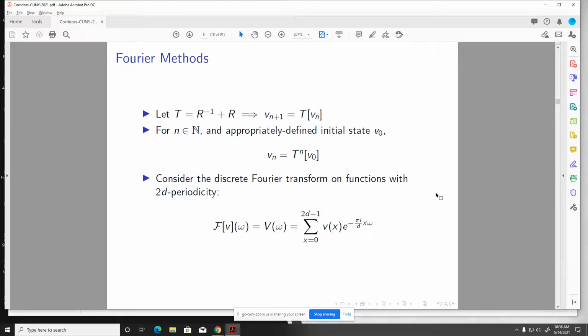And as we talked about, the transition operator is a combination of a left and a right shift. And so we can talk about V_{n+1}, the next state, being T applied to V_n. All right. And by induction, of course, that means you apply T^n to the initial state. Okay, and I say appropriately defined here because we do need that initial state as well to be periodic and antisymmetric. We call that an admissible state.